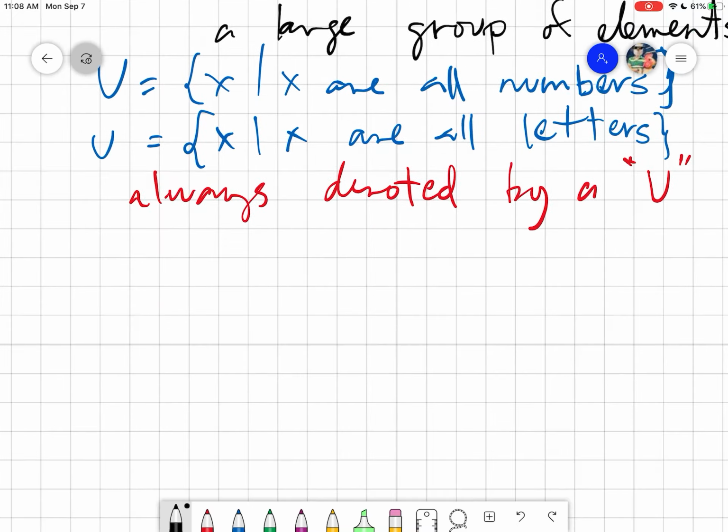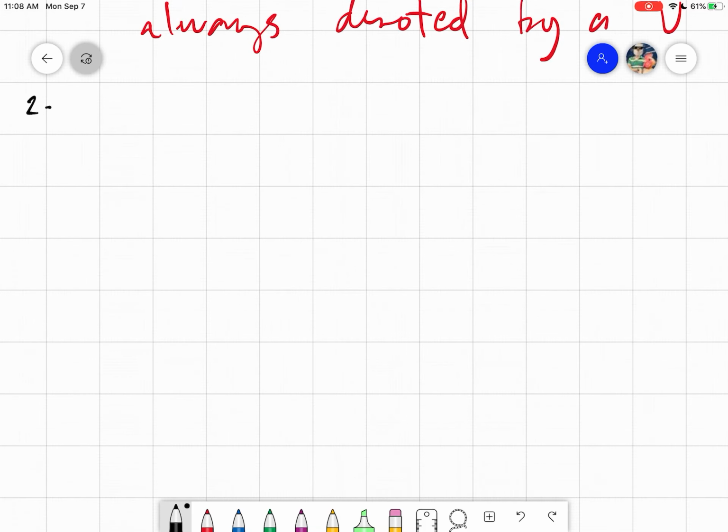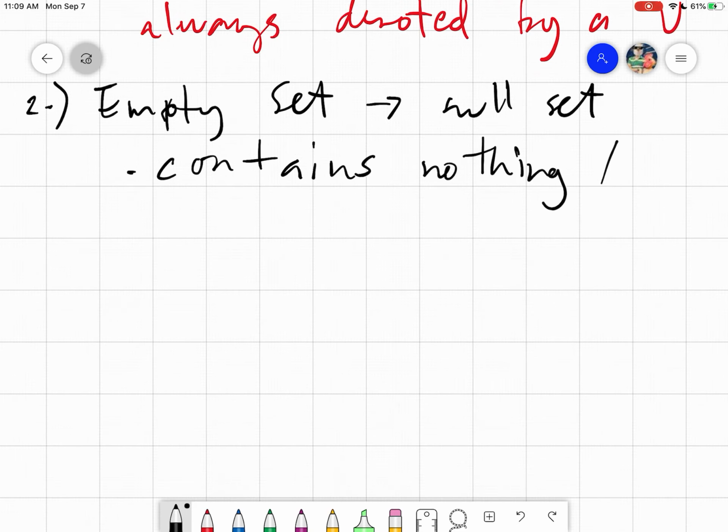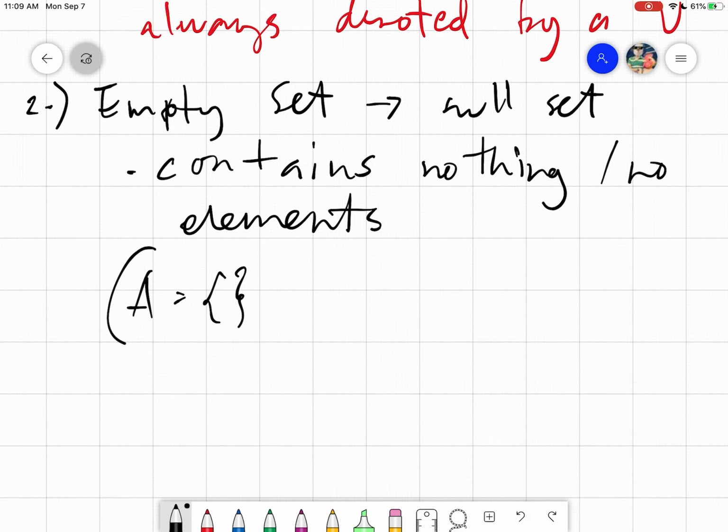The next one that we will be discussing, number 2, is the empty set. Or empty set is also known as the null set. And a null set contains nothing or no elements. So, dapat wala siyang laman. So, for example, we have set A is equals to wala. Therefore, we can say that this set A is just simply a null set.